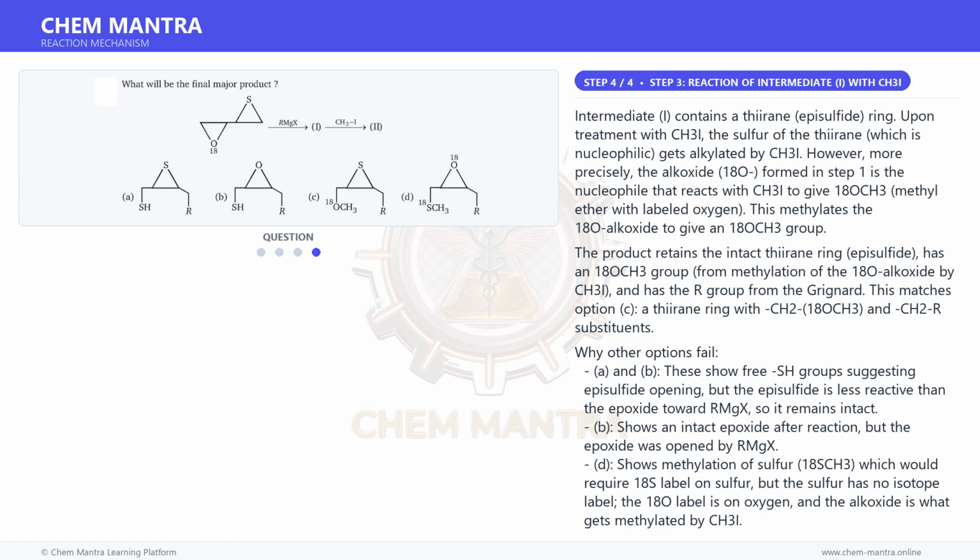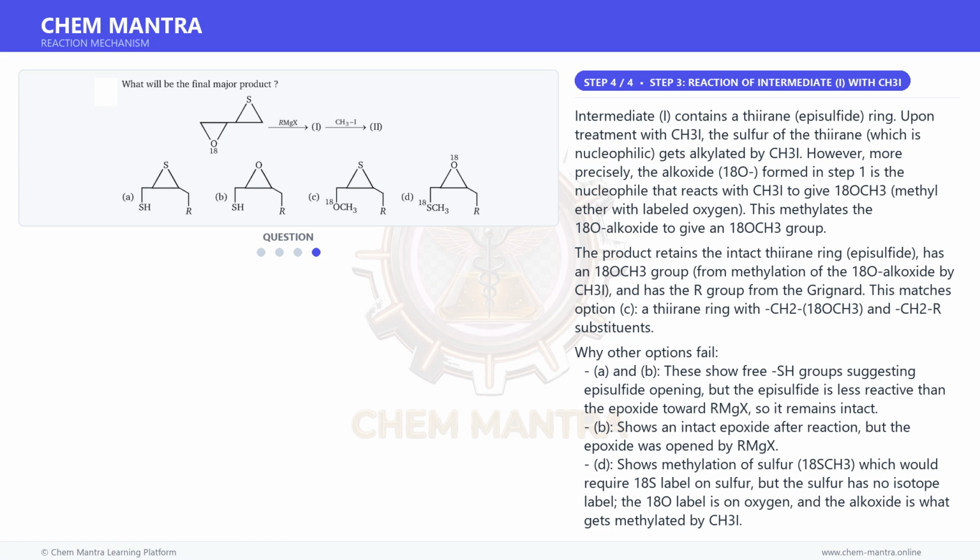Why do the other options fail? A and B. These show free groups suggesting episulfide opening, but the episulfide is less reactive than the epoxide toward RMgX, so it remains intact. B shows an intact epoxide after reaction, but the epoxide was opened by RMgX.